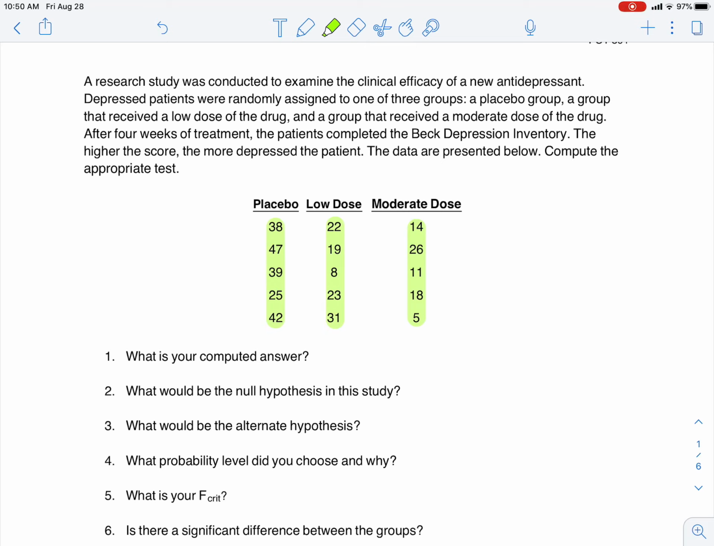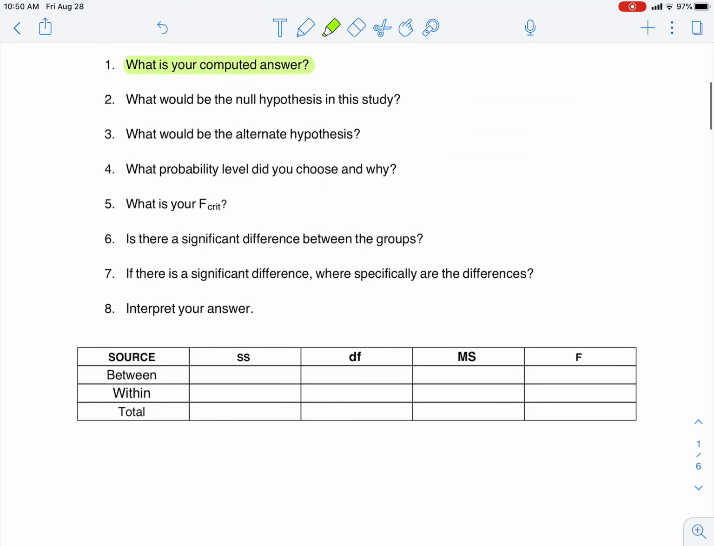So I've asked a couple of different questions of you. The first question is, what is your computed answer? This may seem a little bit strange, but I just want to point you in the right direction. Your computed answer is going to be your F score right here. That simply means, what is the F statistic that you get at the end? So you need to do a lot of work before you actually get to this F score.